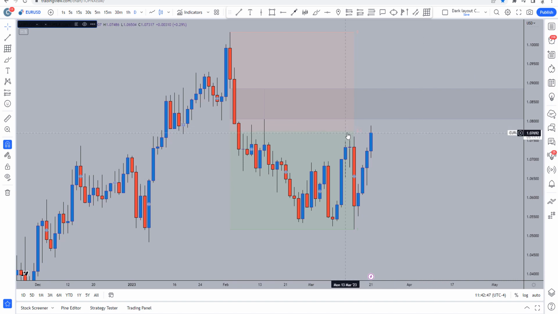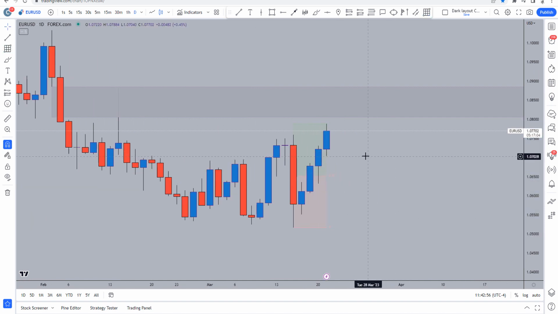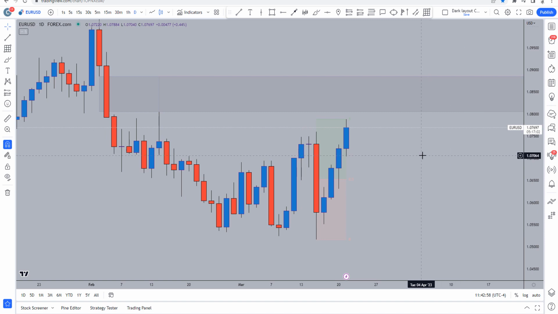Now, on the other hand, if I delete this one right now and look at internal structure, we are expecting at some point, very soon probably, that price is going to come back, enter a discount area, and then continue towards the upside. This can happen now, or this can happen after price has entered this area right here.